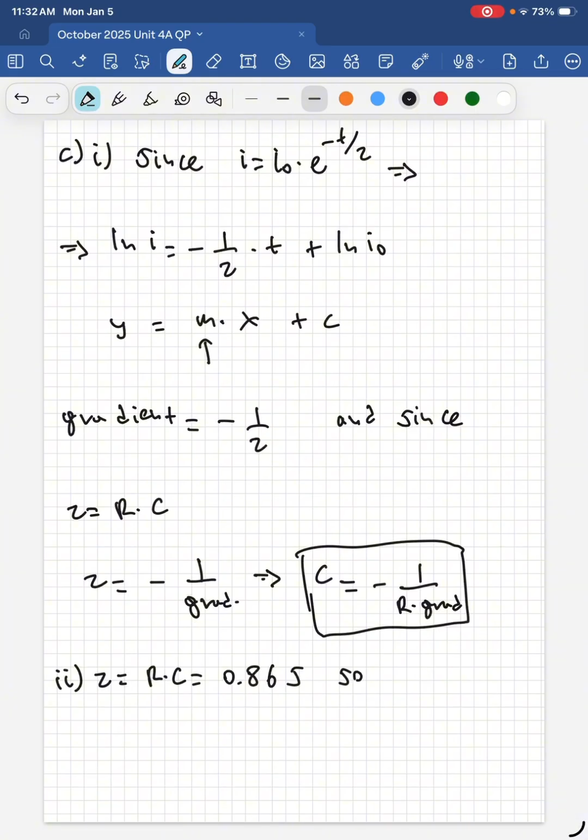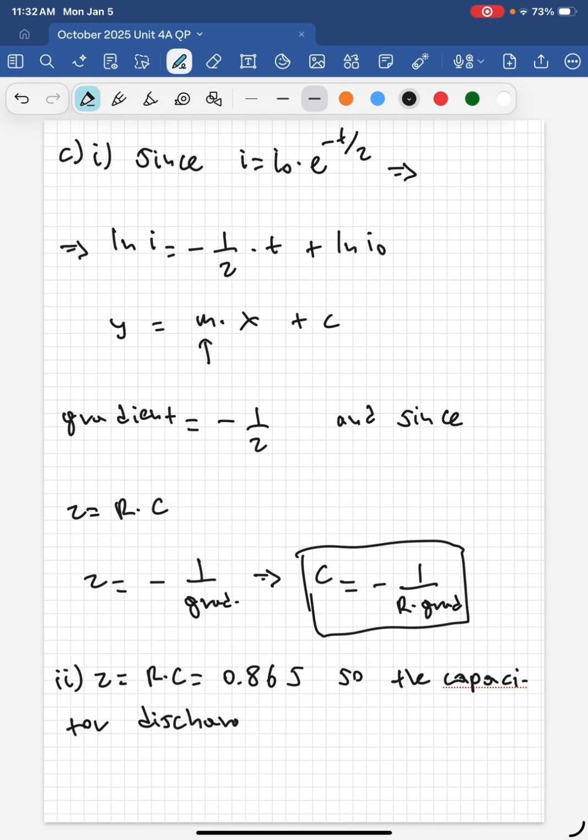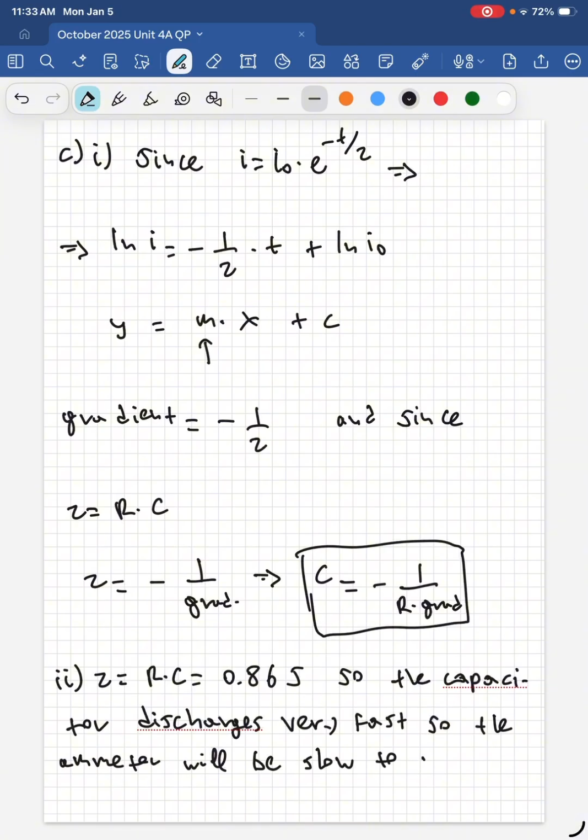So the capacitor discharges very fast. Oops, again, my handwriting. Capacitor discharges very fast. So the ammeter will be slow to respond.